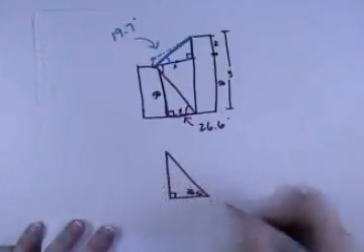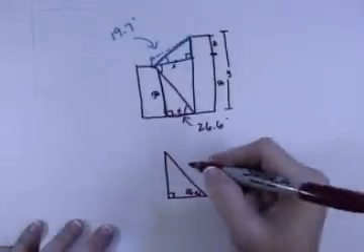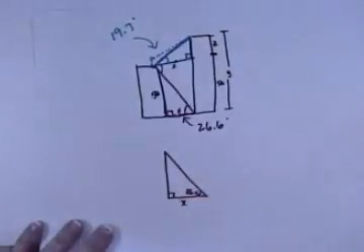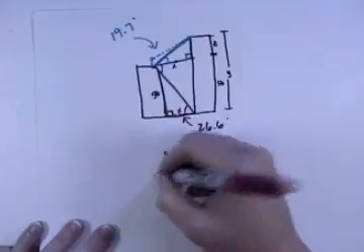I don't need to see that building right now. I just need to look at this information. And what am I trying to find? I'm trying to find this distance x, and I know 50.